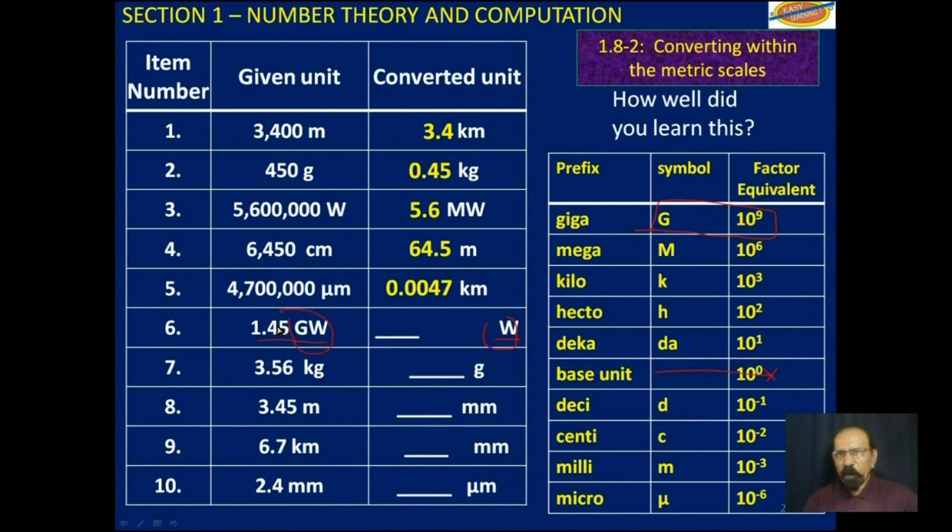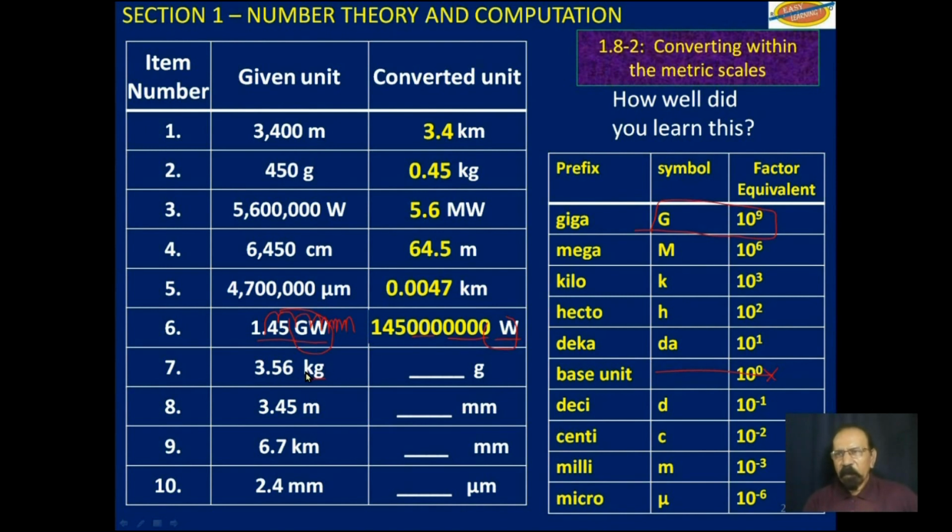So we have to shift this point 9 places to the right. 1, 2, 3, 4, 5, 6, 7, 8, 9. So we have to add 7 zeros. So 1, 4, 5 with 7 zeros. 3 and 3, 6 and 1, 7, 0.